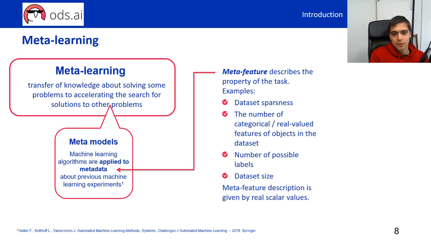Metadata, or meta features, describe the properties of the given machine learning task. Here we will use a meta feature description defined by real scalar values. Also, it's important to note that in the concept of meta learning, the scope of the problem being solved is not important. Only the format of the presentation is important.